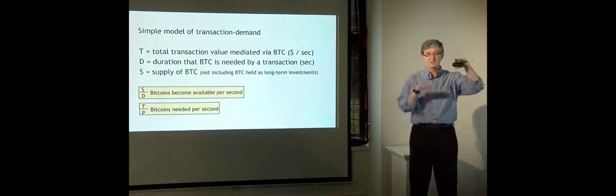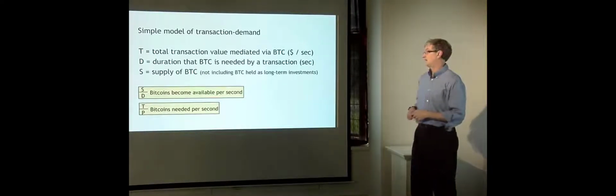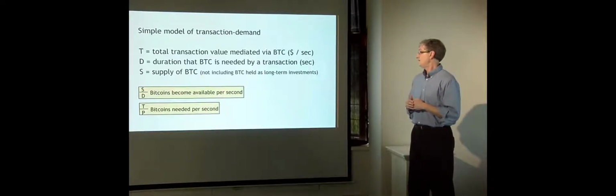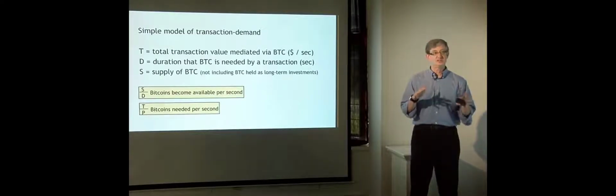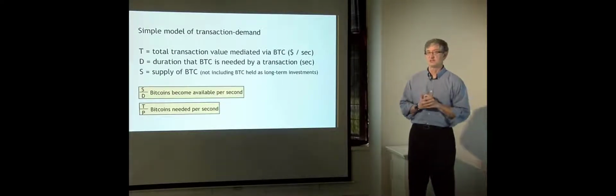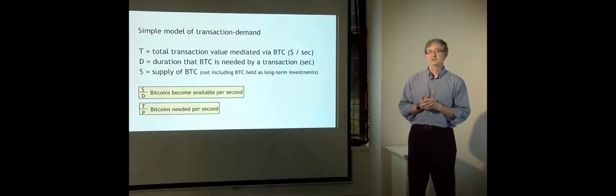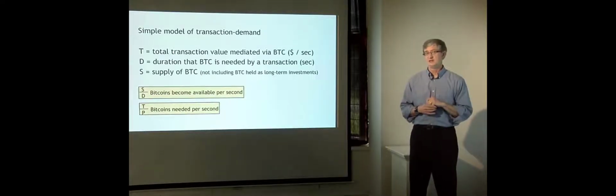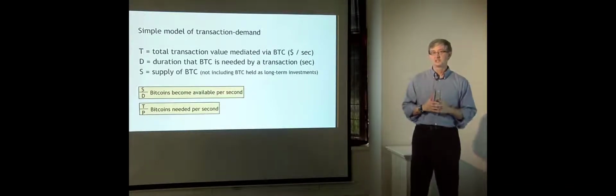So if supply is bigger than demand, then demand will be pulled up. On the other hand, if demand is higher than supply, that means there are people who want to get Bitcoins to mediate a transaction who can't get them because there aren't enough Bitcoins around. And so those people will bid more in order to get their Bitcoins. They'll have to bid more because there'll be a lot of competition for the limited supply of Bitcoins. And so if the demand is higher than the supply, the result is that price will go up.